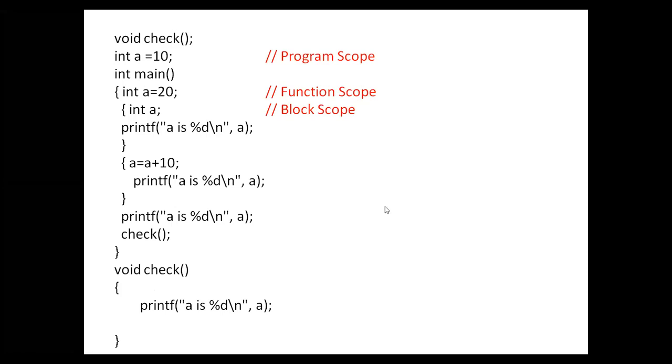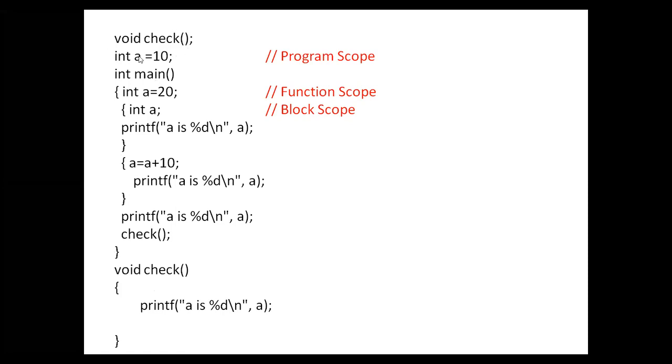So in last class, we had discussed program scope, function scope, and block scope. We had discussed that function scope is inside the function. So what is the scope of the main function? It starts with this bracket and it ends when this main function ends. So any variable that is declared inside this main function will have lifetime and scope up to this main function only. That is the function scope.